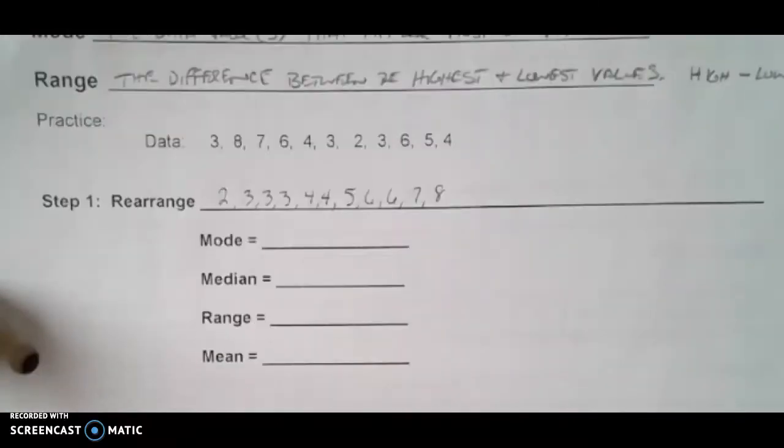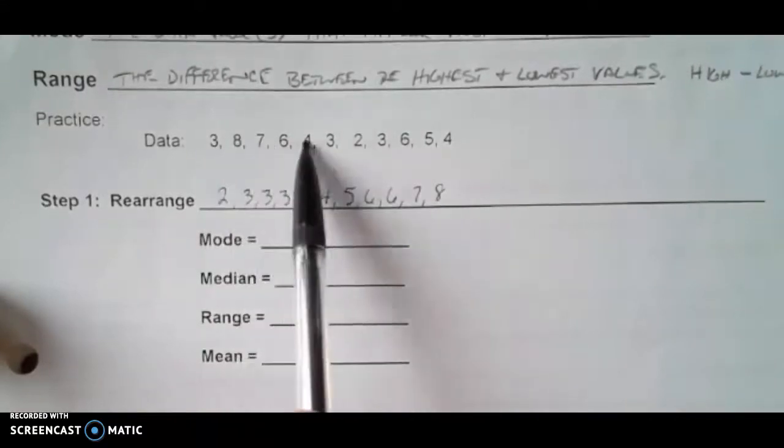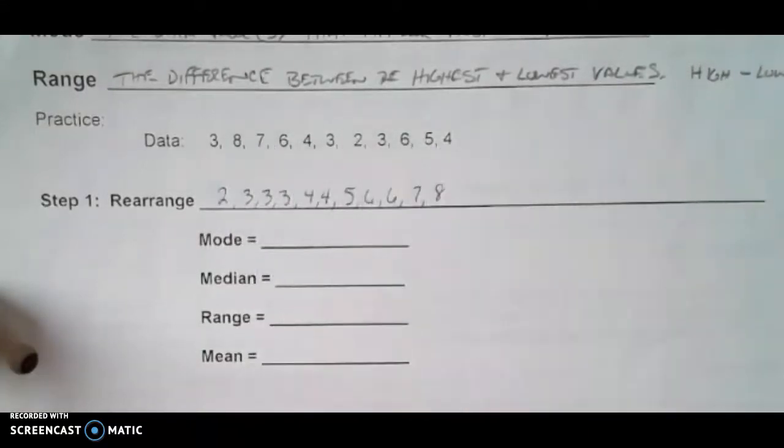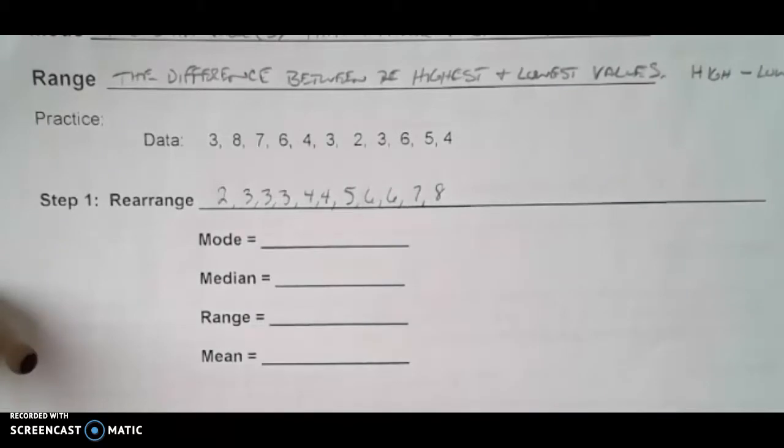On the line, I've rearranged my numbers in order from least to greatest. I always like to make sure that I've got every piece of data, so I'm going to count up how many there were. 1, 2, 3, 4, 5, 6, 7, 8, 9, 10, 11. And I'm going to make sure that my new list has the same amount. 1, 2, 3, 4, 5, 6, 7, 8, 9, 10, 11. Good. So we're ready to now calculate the measures of central tendency and the range.